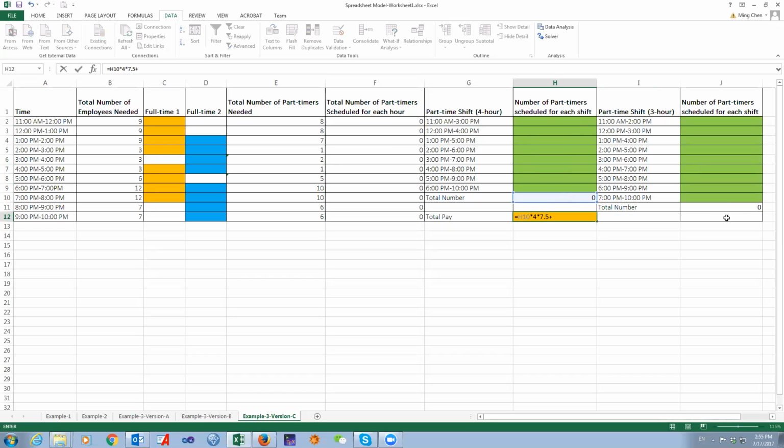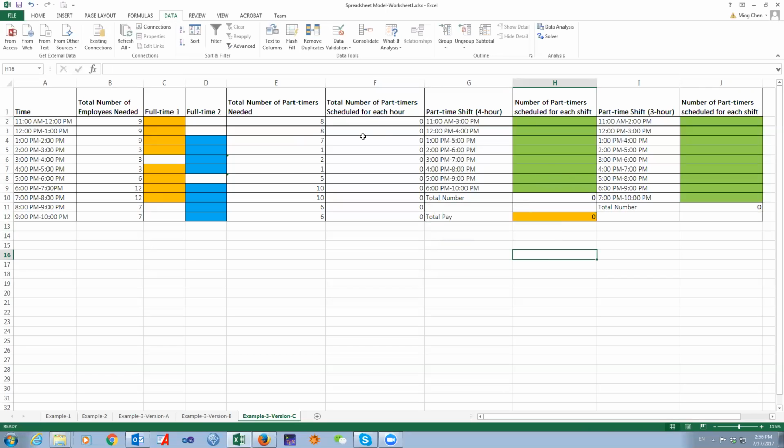Plus, this number is the total number of people we need to hire for the 3-hour shift. Each of them works 3 hours a day, and we pay them $7.50 per hour. So this total amount is the total pay, the labor cost for the company. Now we have the entire table filled. The only difference is that when you fill column F, you need to be really careful. Make sure you choose the right shift that covers each period.